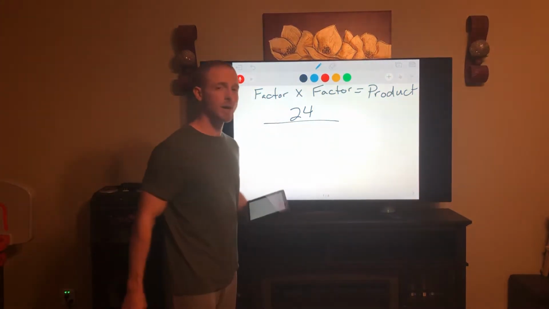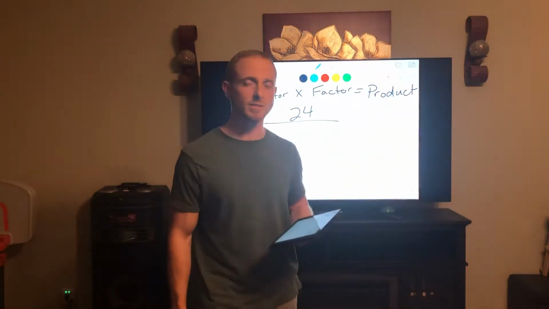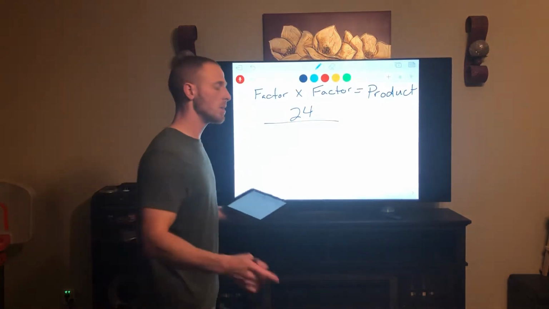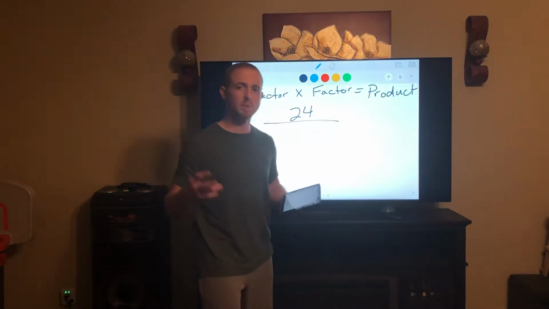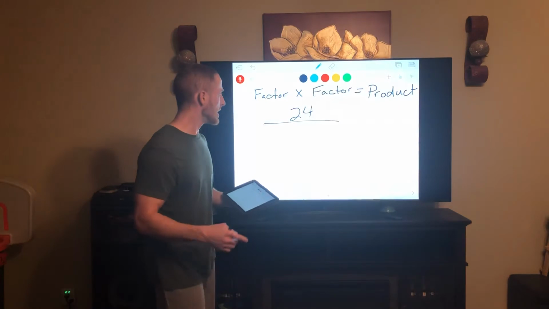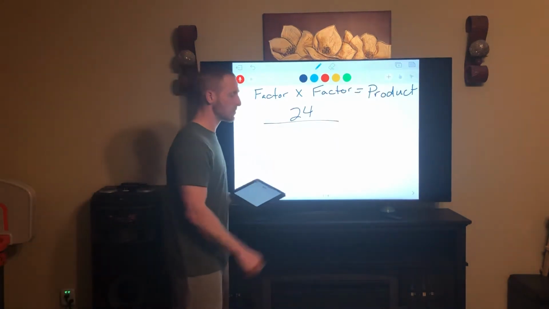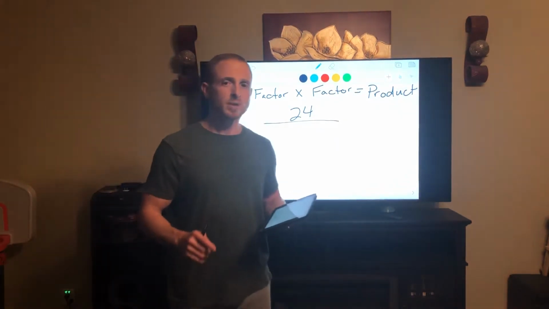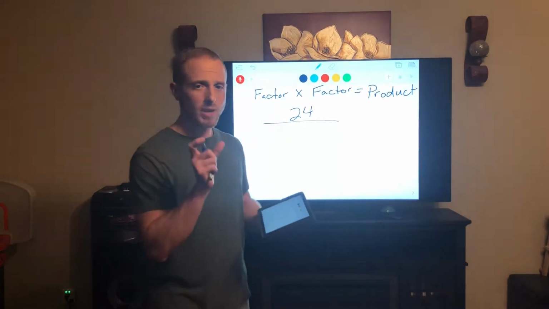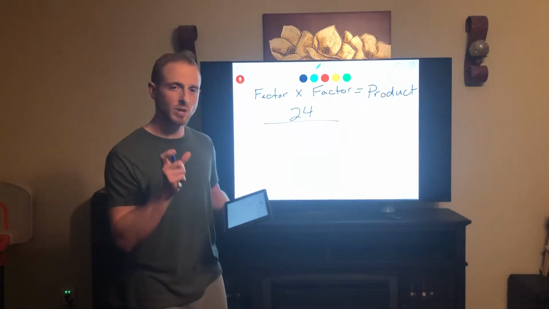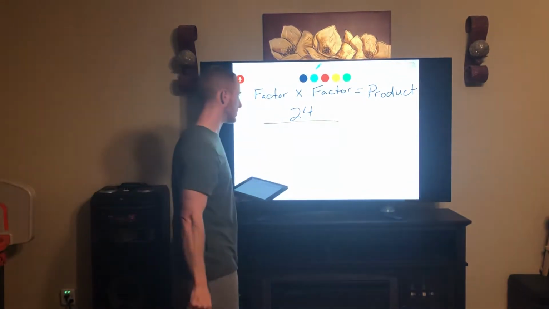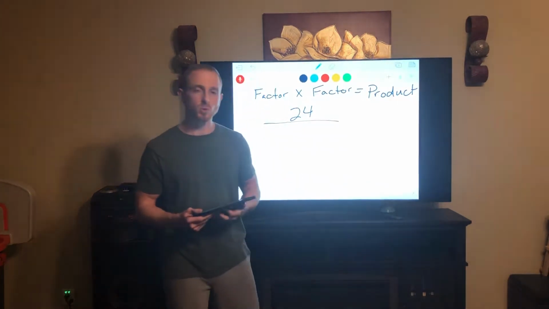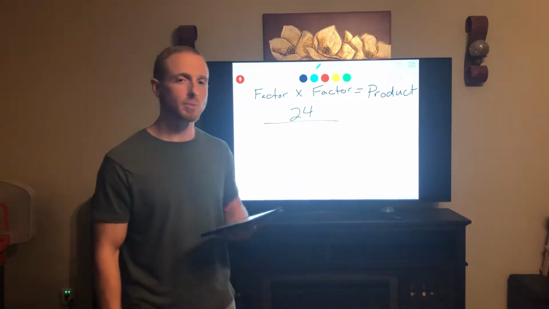So first off, we're going to talk about factors, listing the factors of a number. We know that a factor times a factor equals a product. So if I want to find the factors of 24, I am wanting to think about all the ways that I can multiply two numbers to get a product of 24. And this goes back to our divisibility rules that we have memorized.